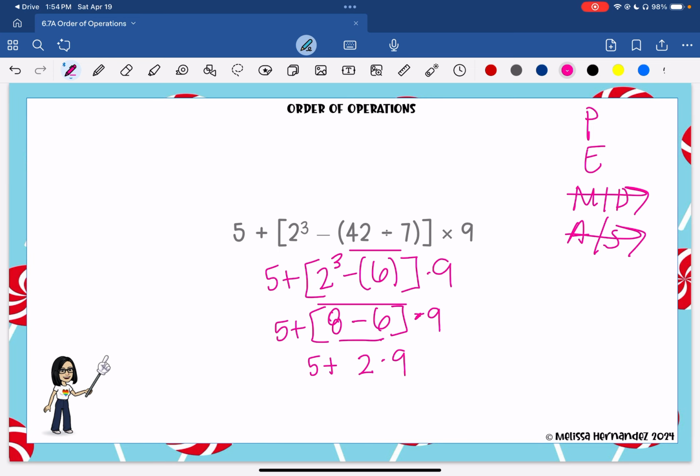Well, I'm only left with adding and multiplying, so I definitely am going to multiply because that comes before. 2 groups of 9 gives me 18 plus 5. And so 18 plus 5 is the final thing that I simplify, which will give me 23.